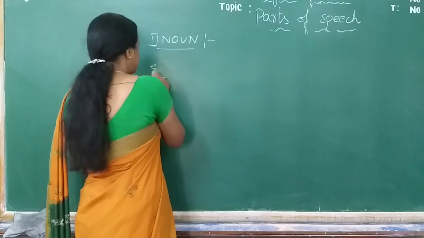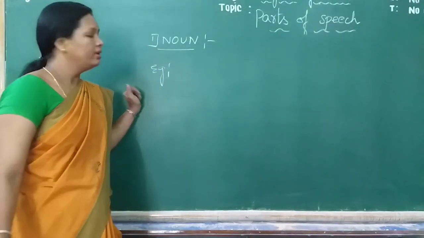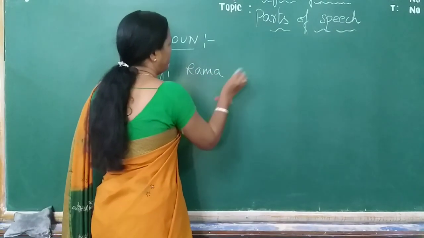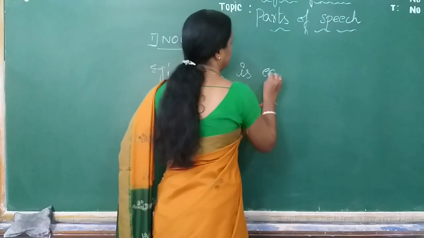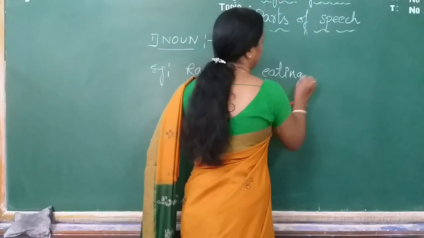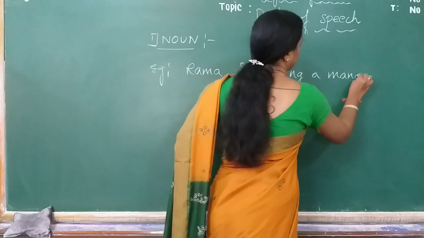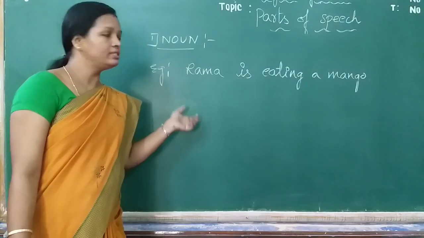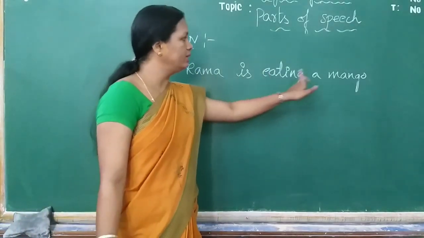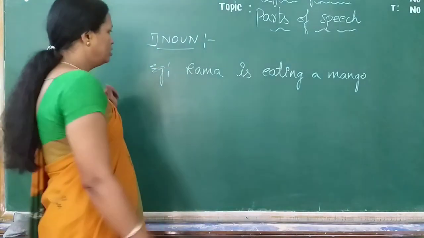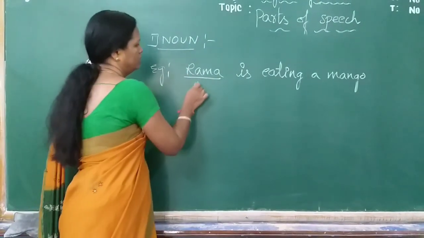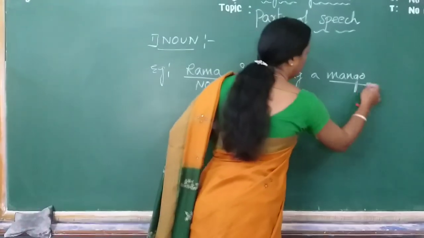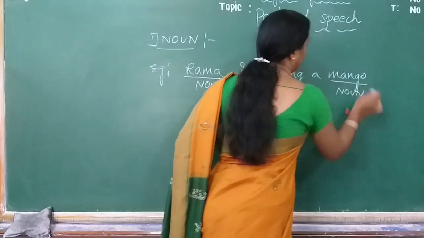So let us take an example of a sentence. That is, say for example, Rama is eating a mango. Okay, so let us take an example of a sentence, that is, Rama is eating a mango. So here Rama is a noun, right? And mango is also a noun.